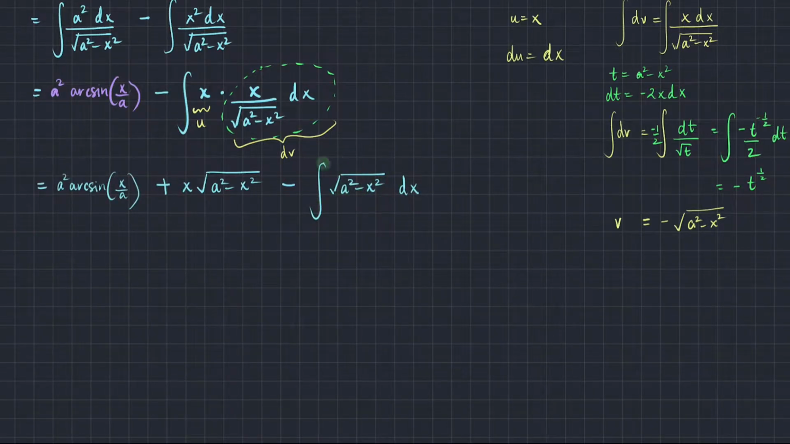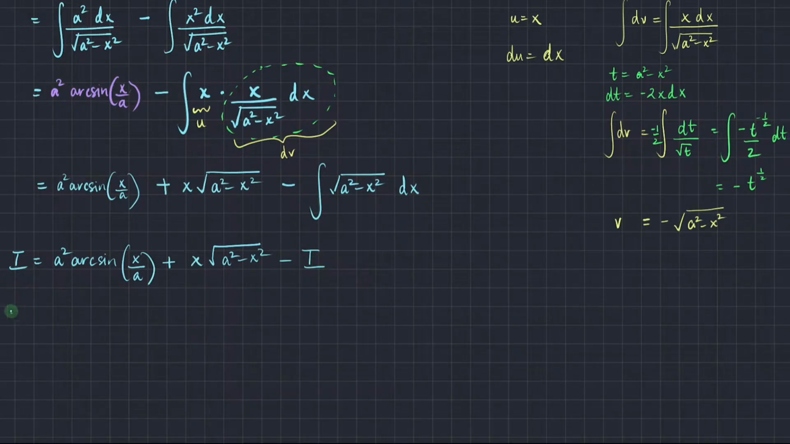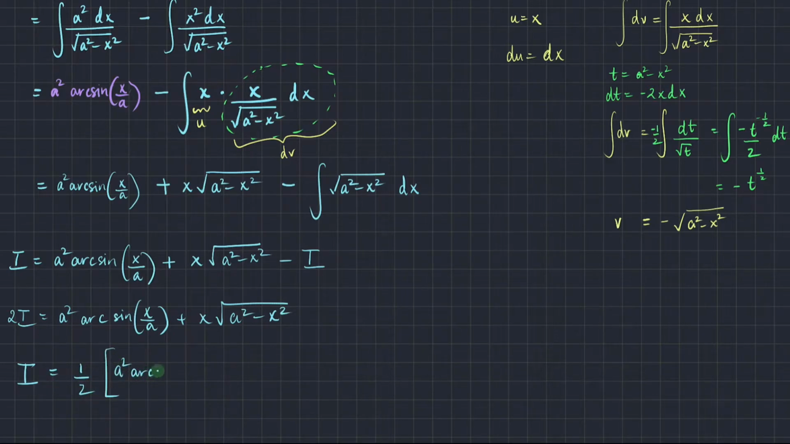And so we can set this one as I, and therefore we have I equals a squared arc sine of x over a plus x square root of a squared minus x squared minus I. Adding I to both sides, you've seen this trick before, we get 2I equals a squared arc sine of x over a plus x square root of a squared minus x squared, and dividing by 2, we get the desired integral. I equals 1 over 2 times a squared arc sine of x over a plus x square root of a squared minus x squared.